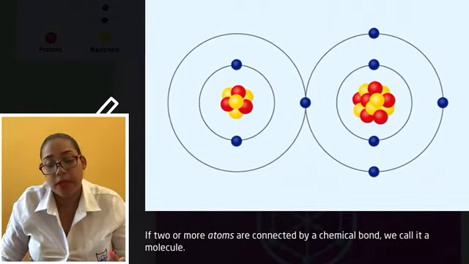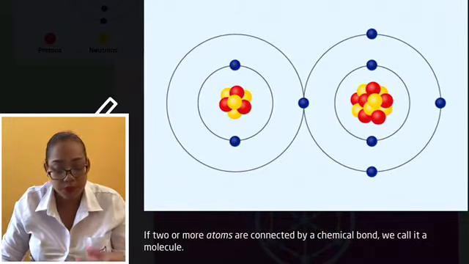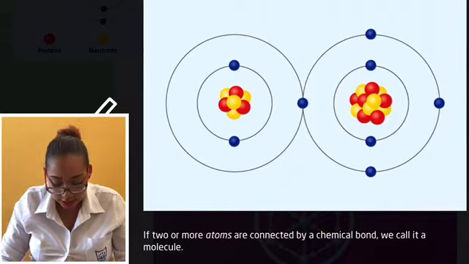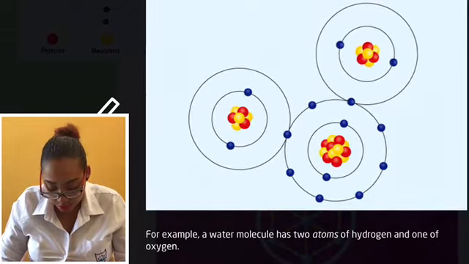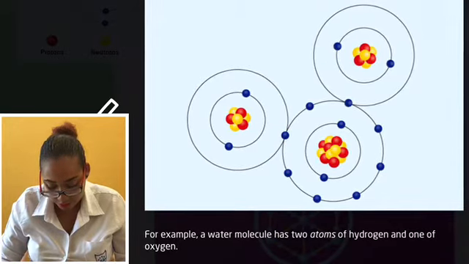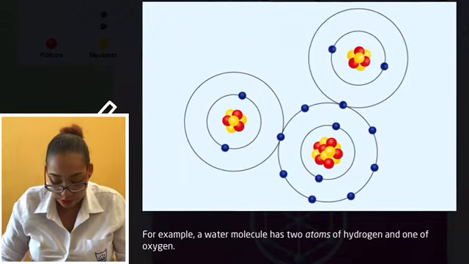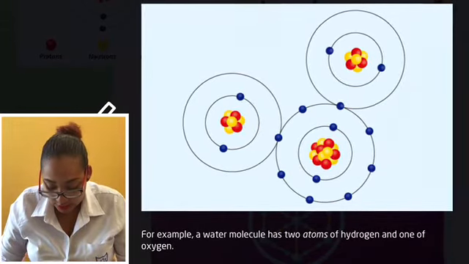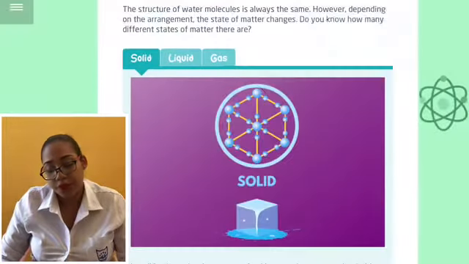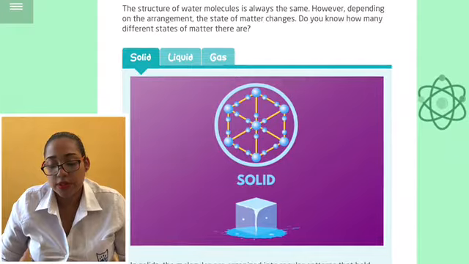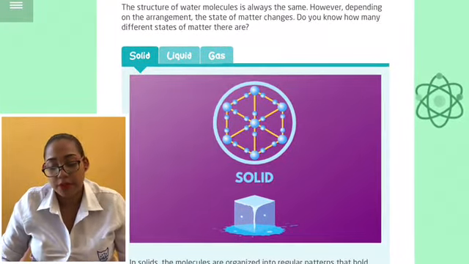This is why this substance, water, has many forms. The last image, for example, says a water molecule has two atoms of hydrogen and one of oxygen. Okay, and there you see the representation of this. Now let's continue in the bottom part. It says, the structure of water molecules is always the same. However, depending on the arrangement, the state of matter changes.